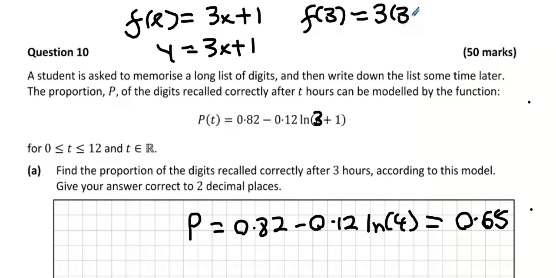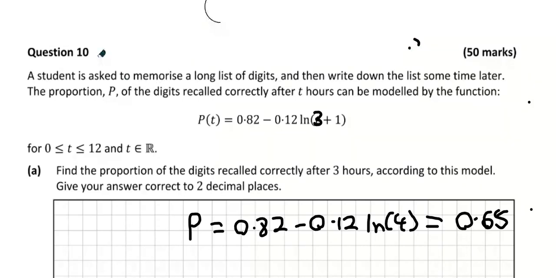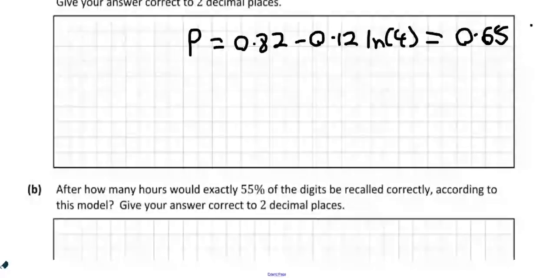You went a step too far. You don't divide by the 3. All you say is that f of 3 is 10. The output when your input is 3 is 10. That's all we were trying to say. Okay. Now, let's go down. That got you 5 marks. Now, next one.